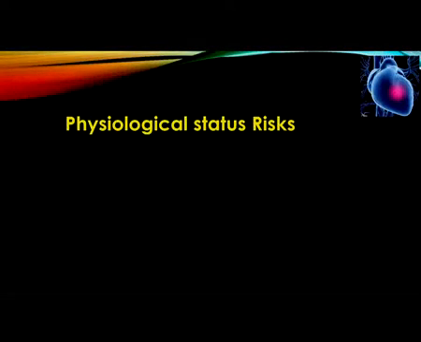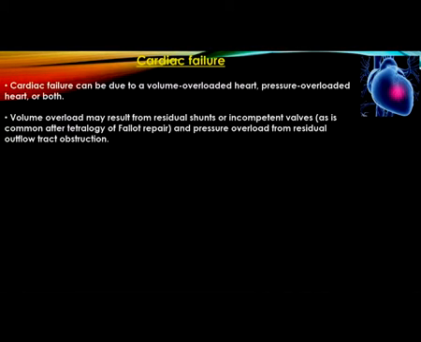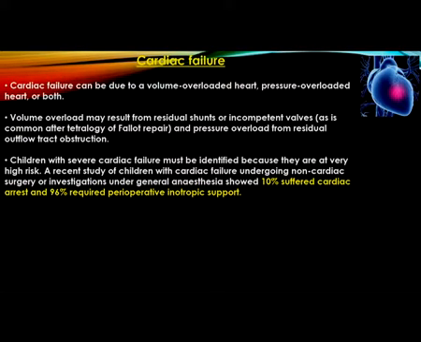So first, in that risk classification, the physiological status risks. Cardiac failure. Cardiac failure can be due to a volume overloaded heart or a pressure overloaded heart, or in some situations, both. Volume overload may result from residual shunts or incompetent valves, as is common after TOF repair, for example, or AV canal repair, where you have significant AV valve regurgitation, and pressure overload from residual outflow tract obstruction. Children with severe cardiac failure must be identified because they are at very high risk.